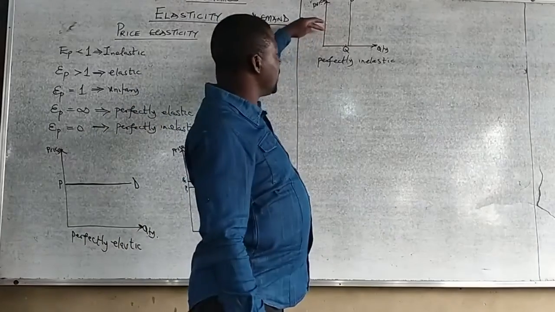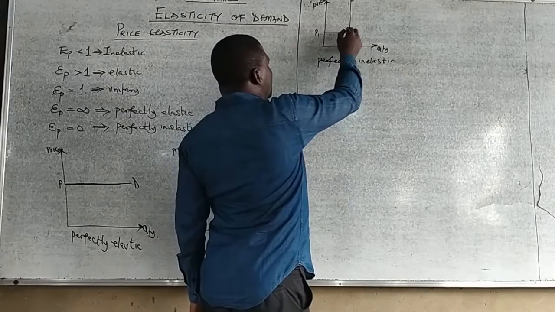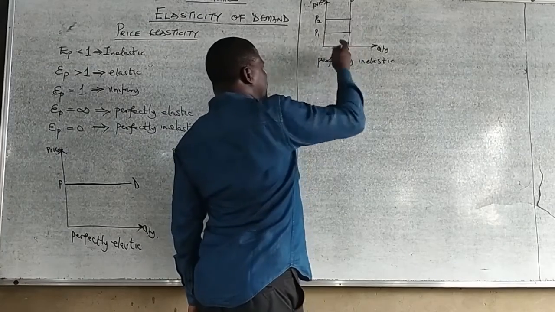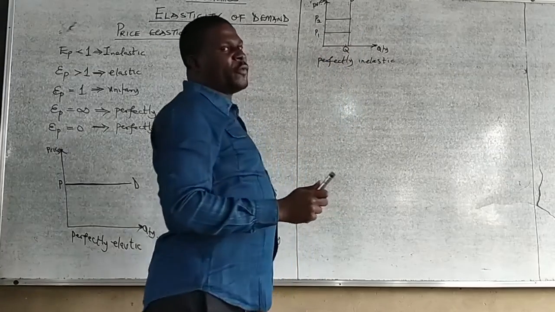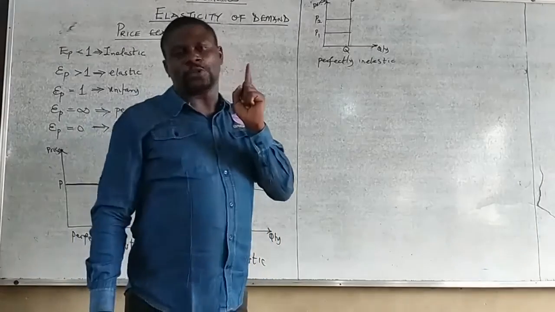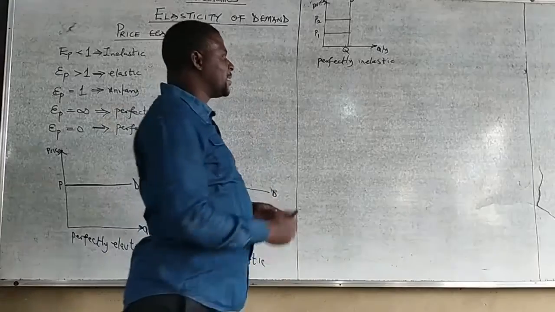Like you can see here, I can buy at price 1 and buy at price 2, and the quantity still remains the same. Whether they are selling the product for 1,000 or 1 million, they are still buying one because that's what we need. So demand for that product is perfectly inelastic.